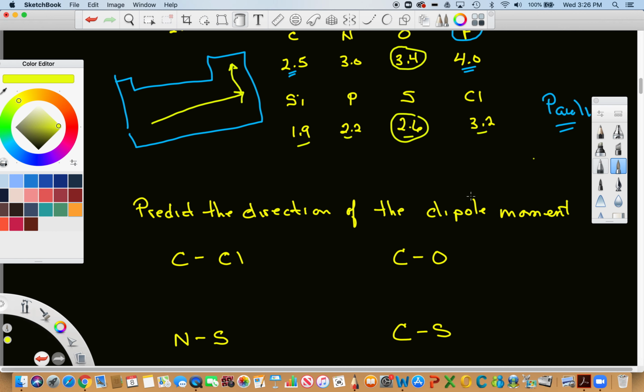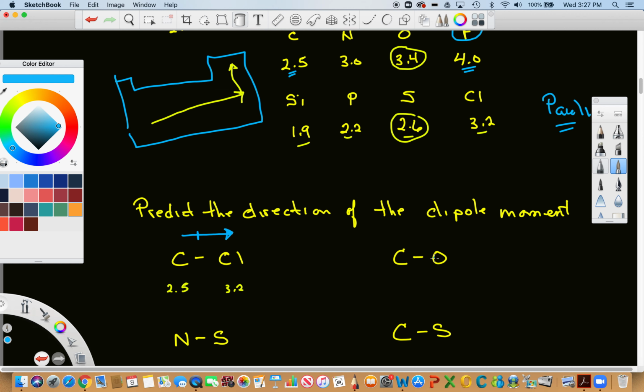So, can we then predict the direction of the dipole moment for the following? So here we have carbon. It was 2.5, chlorine is 3.2, which means chlorine's more electronegative. So the dipole moment, the electrons are going to be pulled closer to the chlorine than they will be to the carbon.